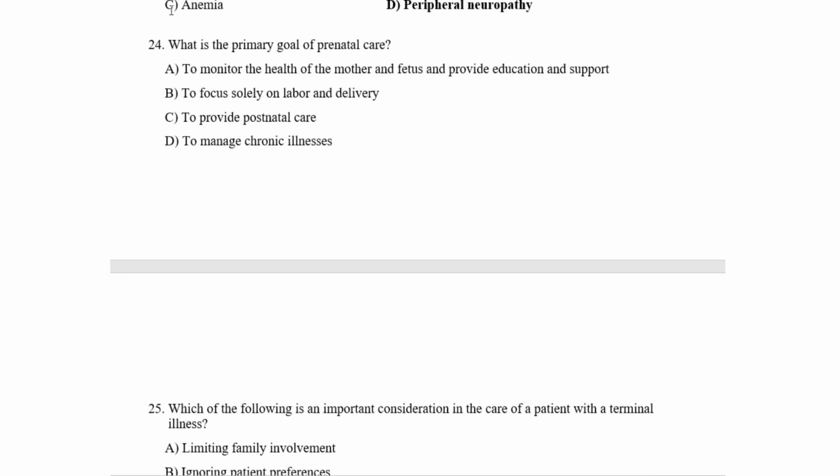Well, त्यसै गरी हामी क्वेश्चन नम्बर 24 मा हेरौँ त. What is the primary goal of prenatal care? Option A, to monitor the health of the mother and fetus and provide education and support. Option B, to focus solely on the labor and delivery. Option C, to provide postnatal care. Option D, to manage chronic illness. इसको सही उत्तर हो ऑप्शन ए.